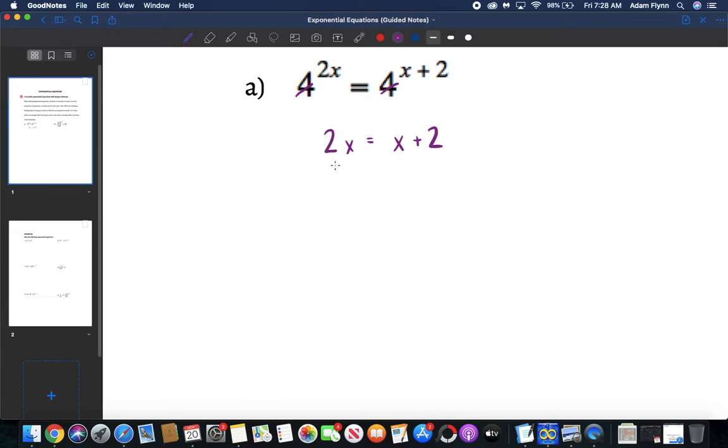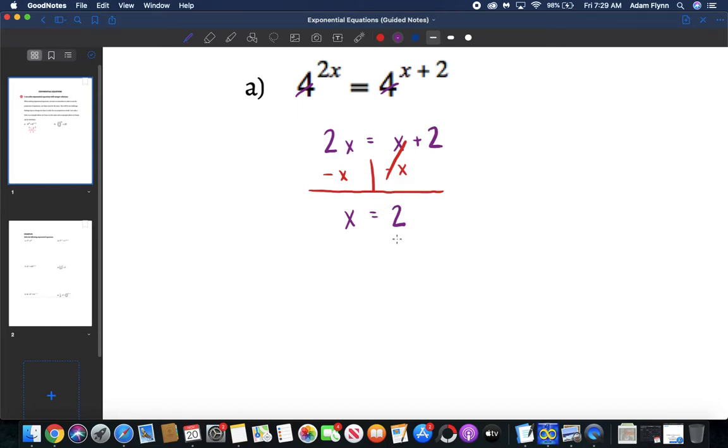So we now have 2x equals x plus 2. So to solve this equation, what I'm going to do is I'm going to subtract x on both sides. When we do that, x's cancel on the right side. On the left side, I have 2x minus x, which is just going to be 1x, equals, and then on the right side, I was left with positive 2. So I know that my solution is going to be x equals 2.